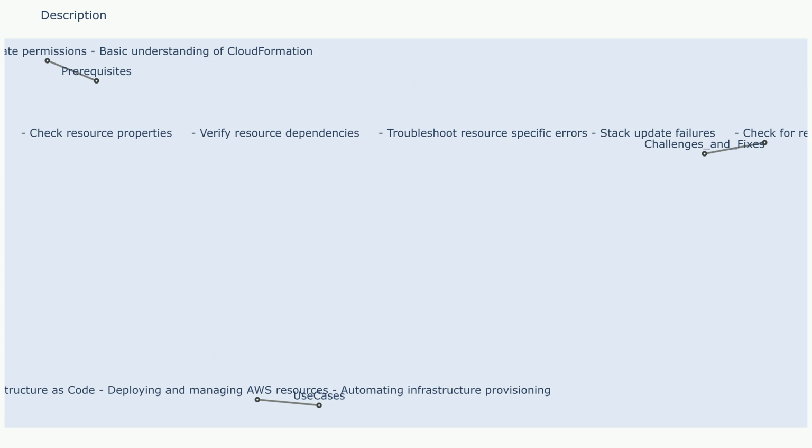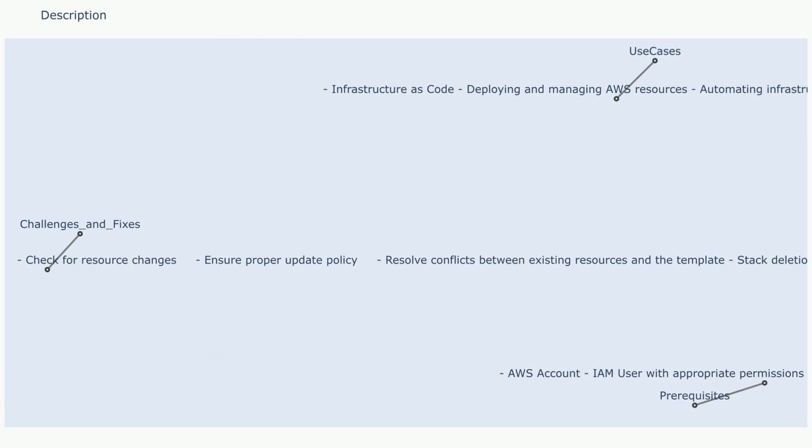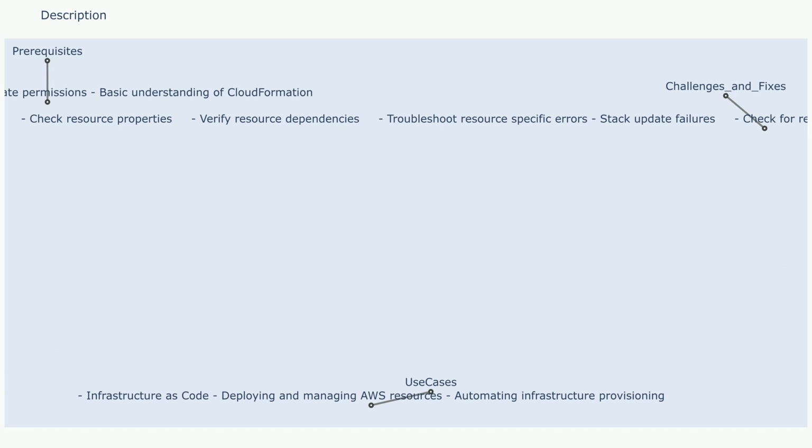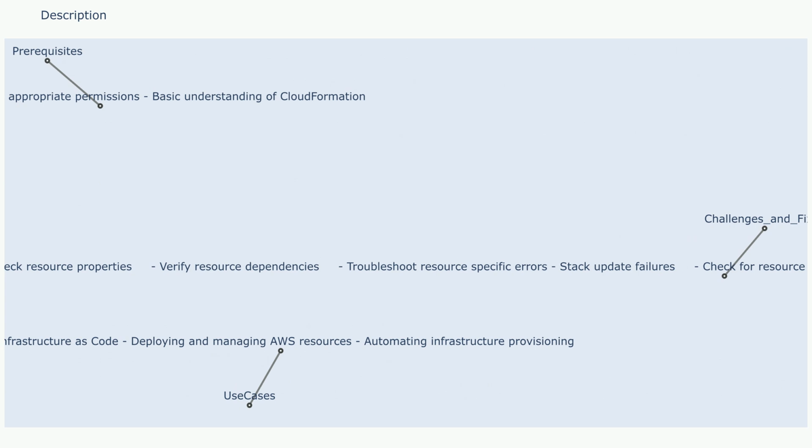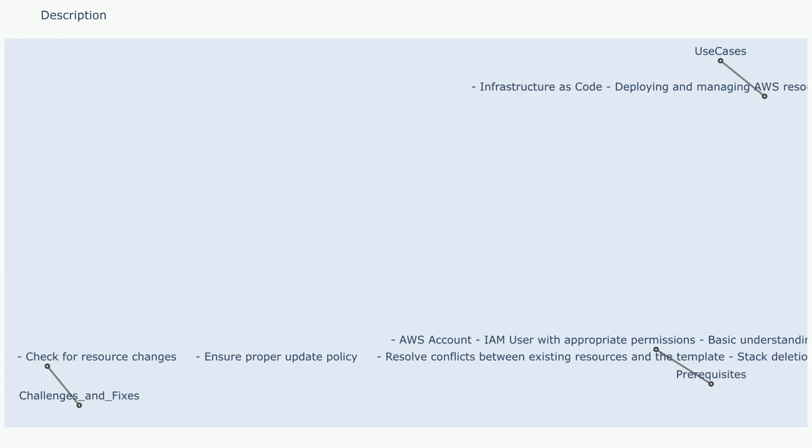Use cases: infrastructure as code. CloudFormation templates allow you to define your infrastructure as code, enabling you to version, manage, and reuse your infrastructure definitions. Deploying and managing AWS resources. You can use CloudFormation templates to deploy and manage a wide variety of AWS resources, including EC2 instances, S3 buckets, VPCs, and more. Automating infrastructure provisioning. CloudFormation automates the process of creating and configuring your AWS infrastructure, saving you time and effort.